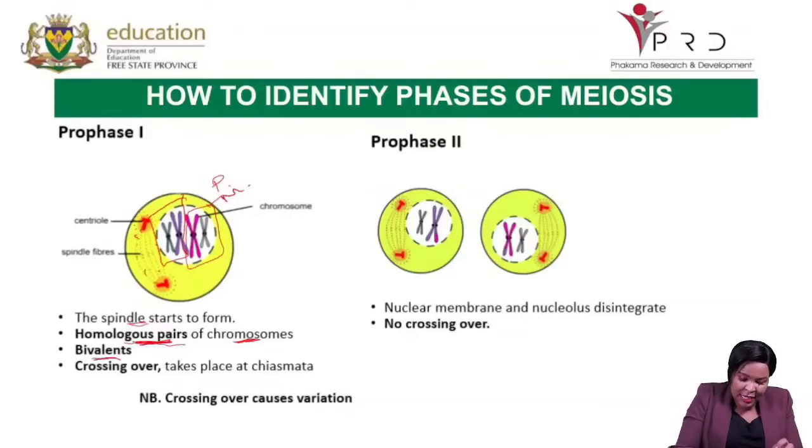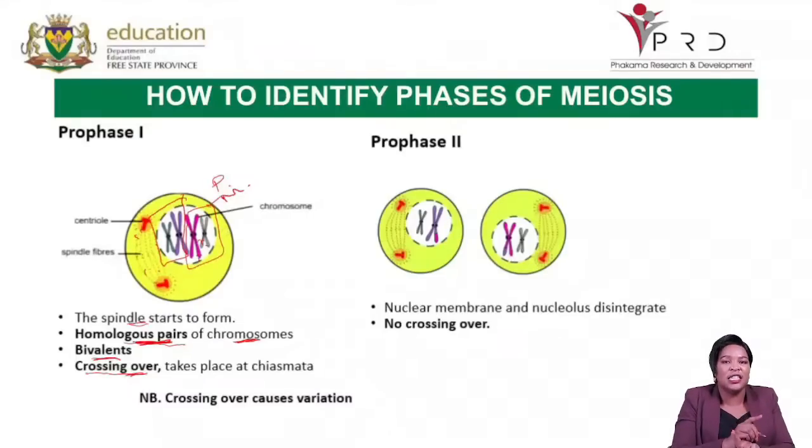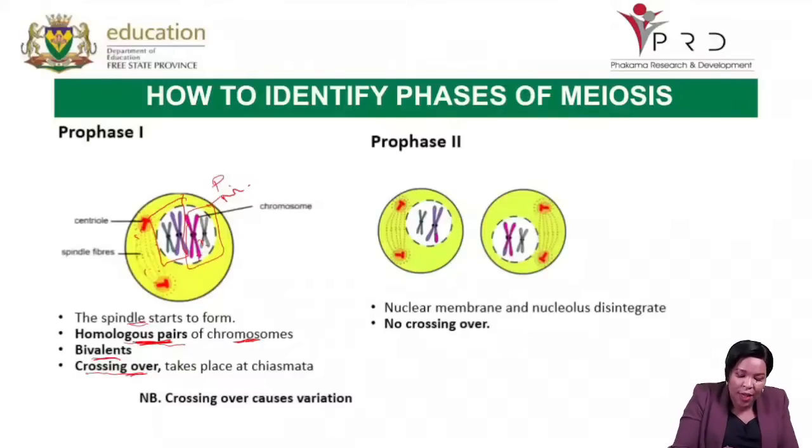Then bivalents are also visible. Then crossing over takes place. How are you going to see crossing over? You will see chromatids of non-sister chromosomes touching or overlapping at a point called chiasma and exchanging genetic material. And once you see the colors flipping, then you know that crossing over is taking place there.